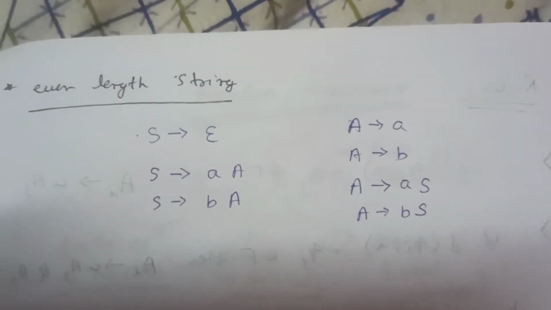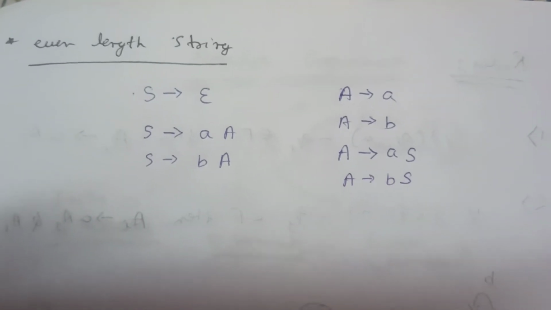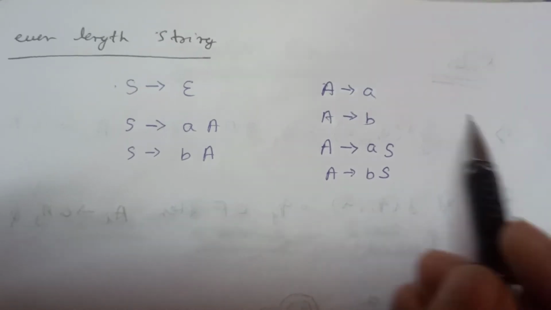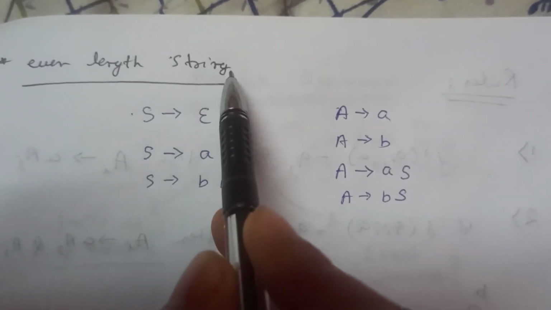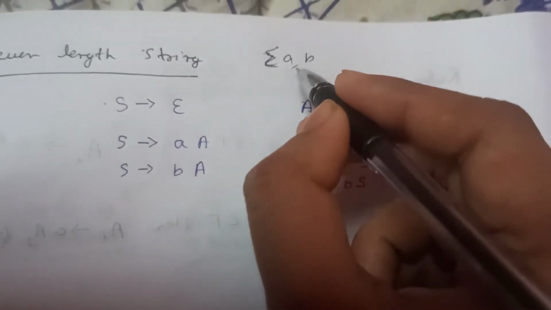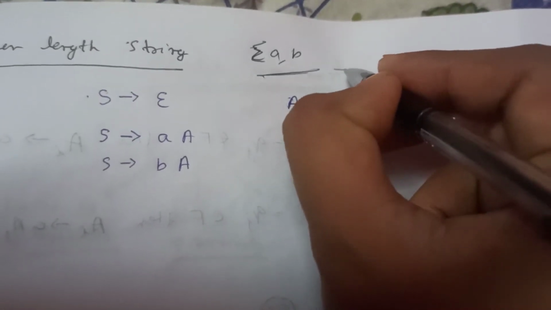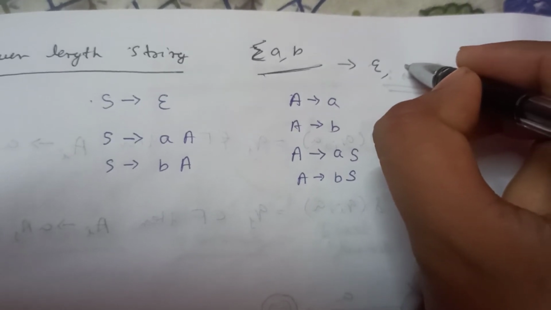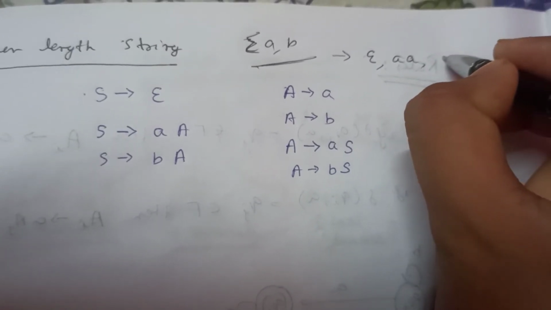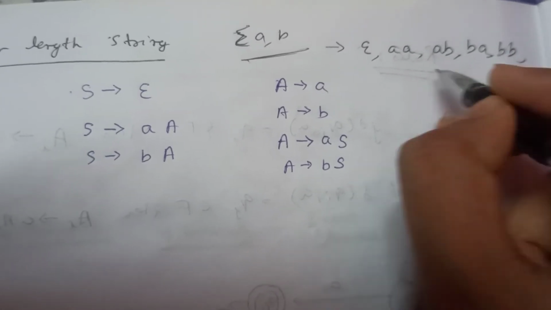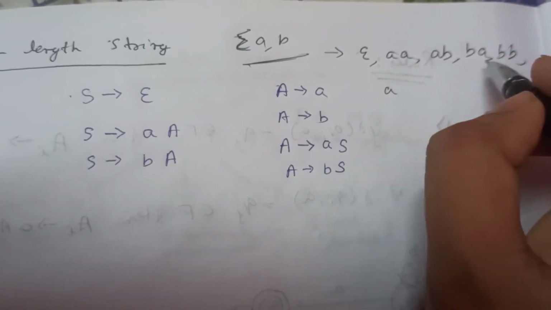So this is one particularly difficult regular grammar. I will try to make you guys understand this. So for an even length string, suppose the language is AB. So even length strings can be how? Even length strings can be null. Even length strings can be AA, AB, BA, BB.